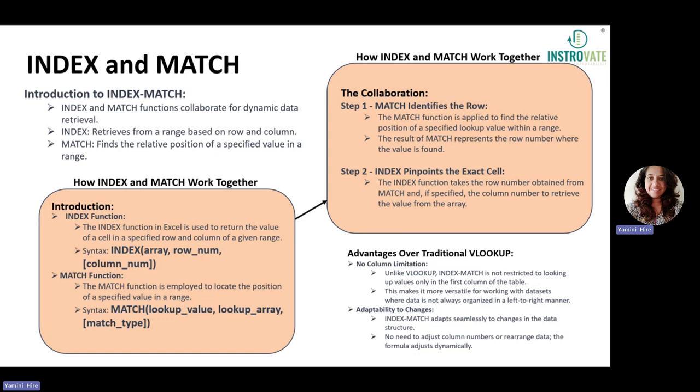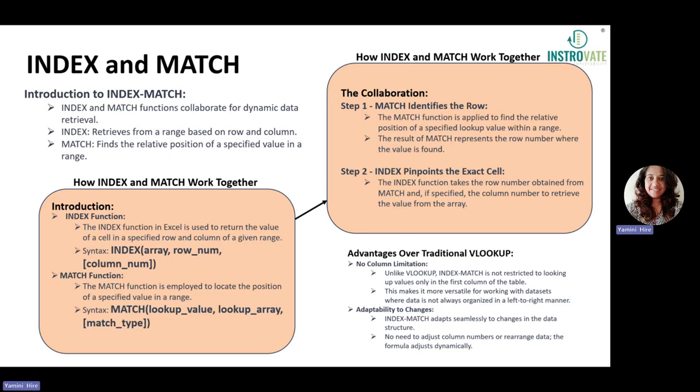There are no column limitations in this. Unlike VLOOKUP, INDEX MATCH is not restricted to looking up values only in the first column of the table. This makes it more versatile for working with data sets where the data is not always organized in a left to right manner. It also has adaptability to changes. It adapts seamlessly to changes in the data structure, with no need to adjust the column numbers or rearrange the data. The formula adjusts dynamically.